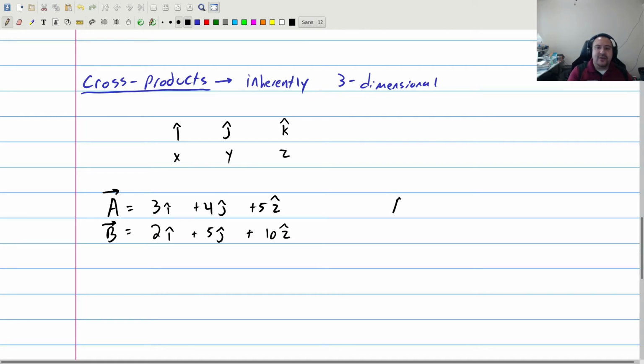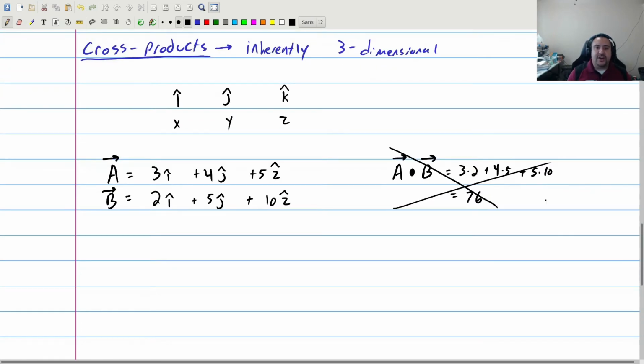So if I do a dot product A dot B, all that would be is I would multiply 3 times 2 plus 4 times 5 plus 5 times 10. And I would get something like 3 times 2 is 6, 4 times 5 is 20, so that's 26 so far. 5 times 10 is 50, so this would be 76. But we're not doing a dot product here. We're not too concerned about this because we want to learn how to do a cross product.